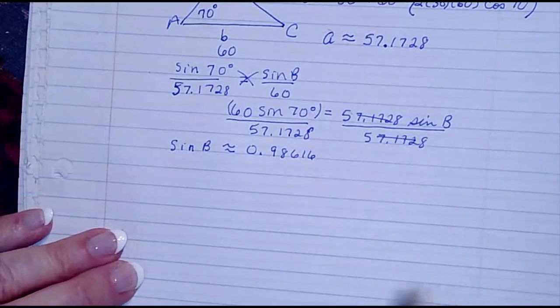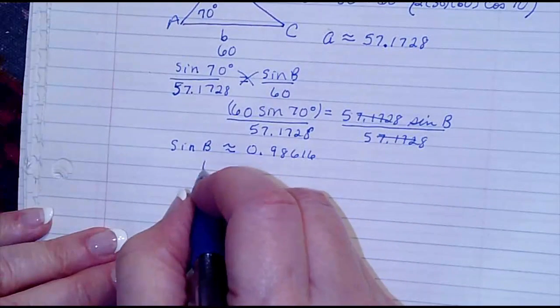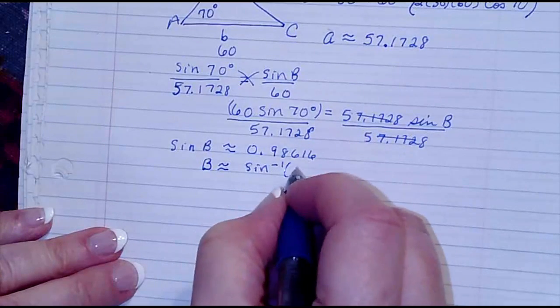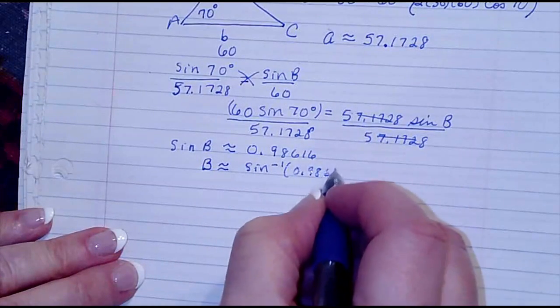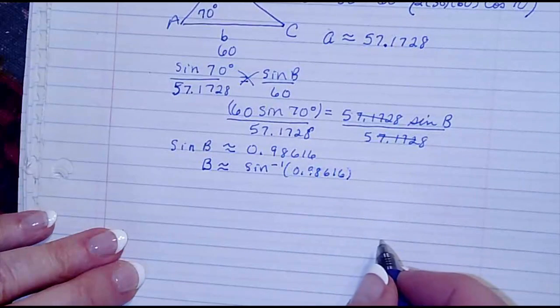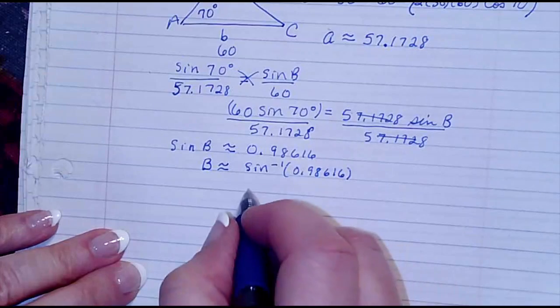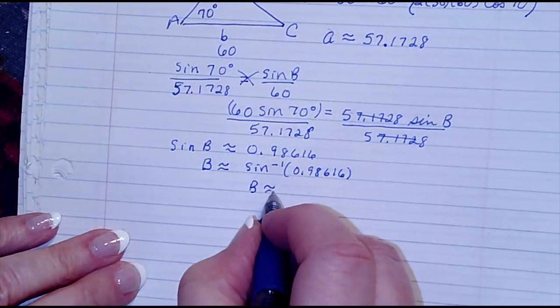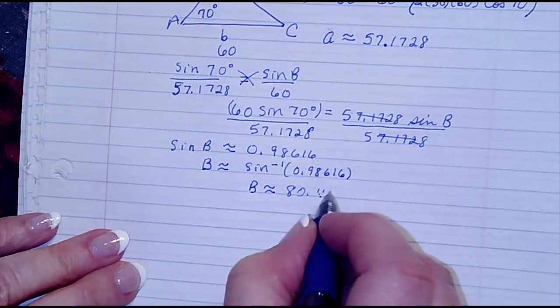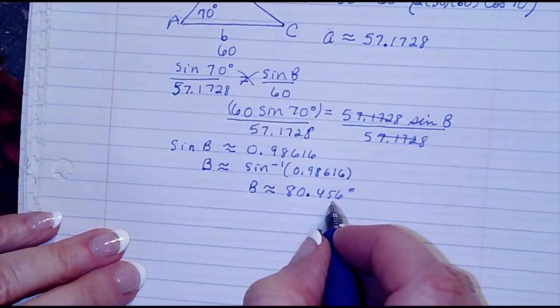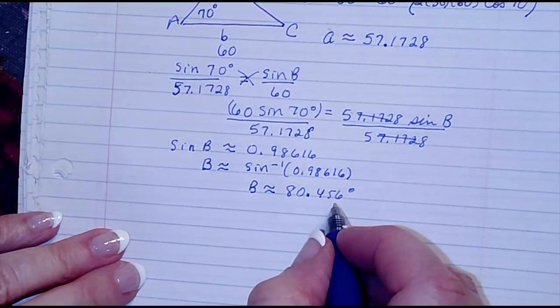Now we're trying to find out what b is, so we're going to say b is approximately the inverse sine of 0.98616. So we do that on our calculator, and you get b is approximately 80.456 degrees. So we're okay with that.